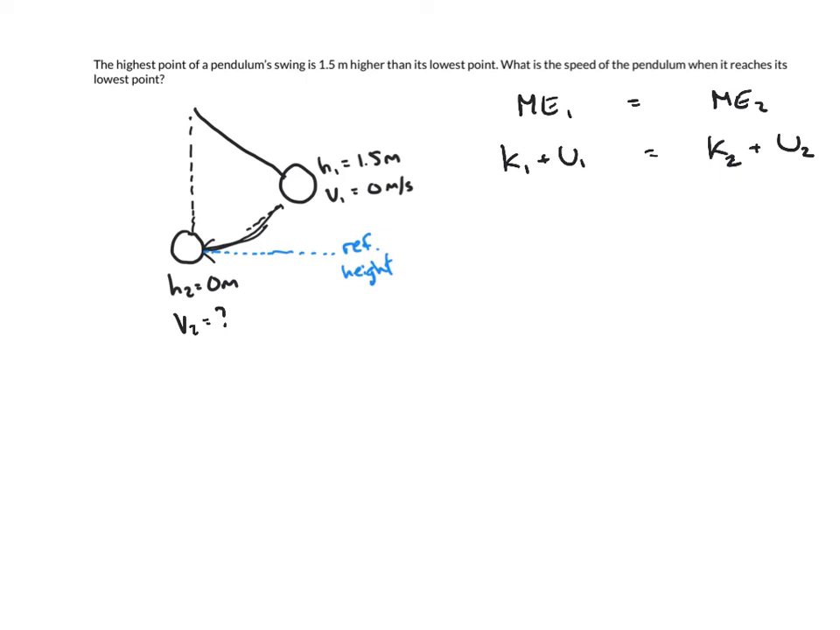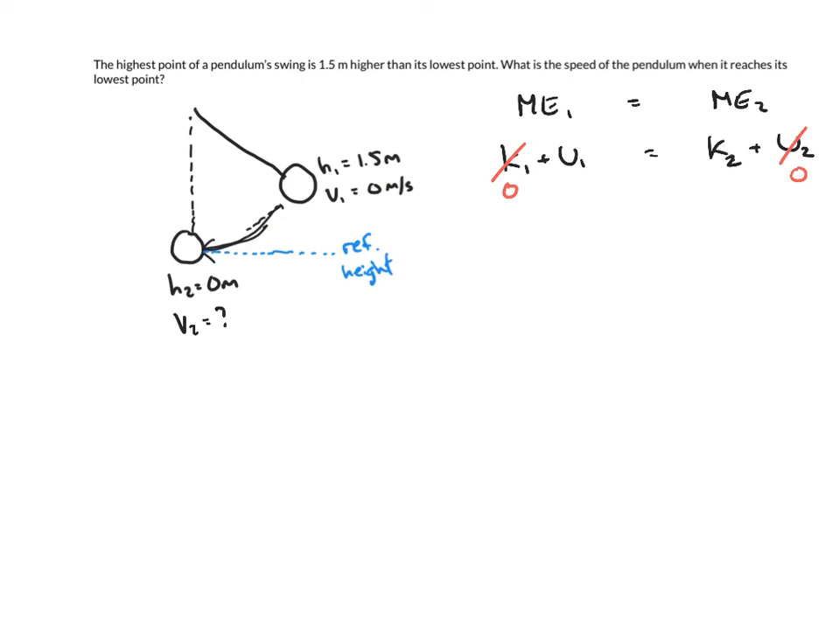And what gets crossed out this time, well, the way I've labeled it, h2 equals 0 meters. So height 2 is 0. That means gravitational potential energy 2 equals 0. And then what else equals 0? I labeled v1 as 0. So the speed at point 1 is 0. That means the kinetic energy at point 1 is 0. So those become 0, and now I'll keep going.